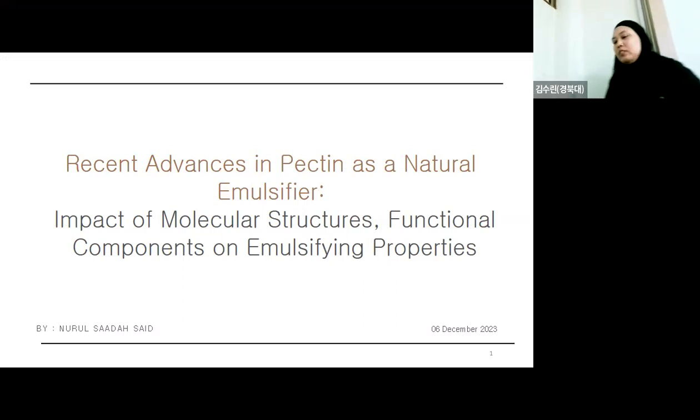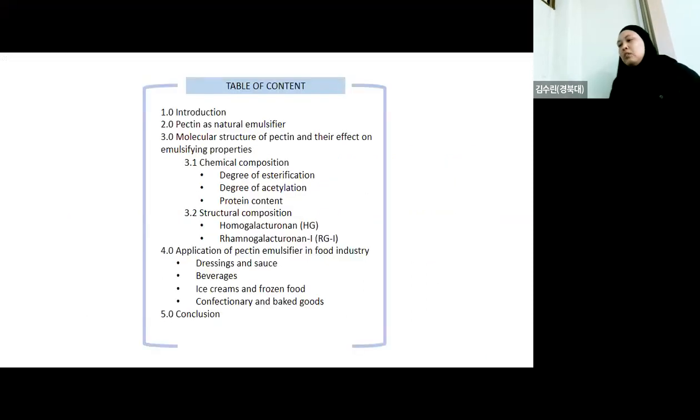Good evening, everyone. Today I will present the outline of my review paper, which is entitled Recent Advances in Pectin as Natural Emulsifier, and how the pectin molecular structure and functional components will impact pectin emulsifying properties. So this is the table of contents.